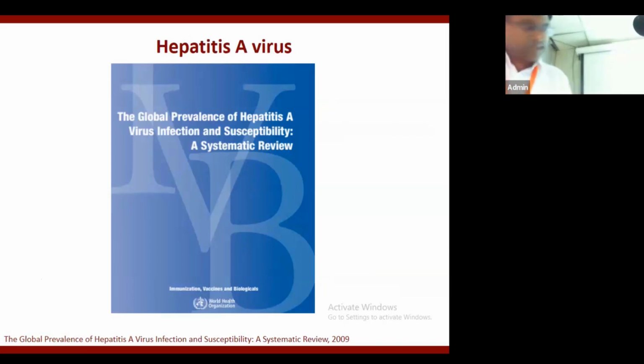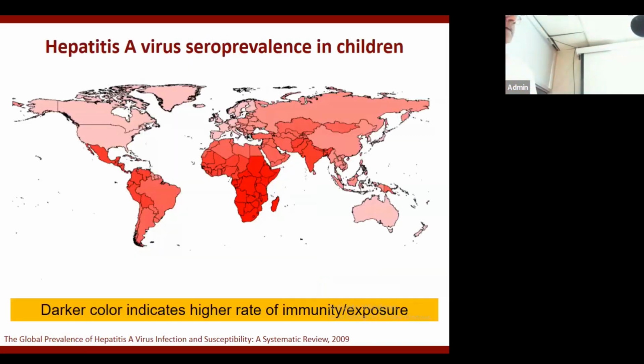This is the data on hepatitis A. Just a few slides about each virus. These are the red areas which are showing the burden of hepatitis A maximally, because it is transmitted through enteral routes. So wherever unsafe food or water is consumed in resource limited countries like Africa or India, South Asia, there the hepatitis A burden is maximum.